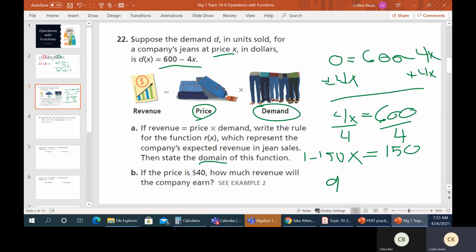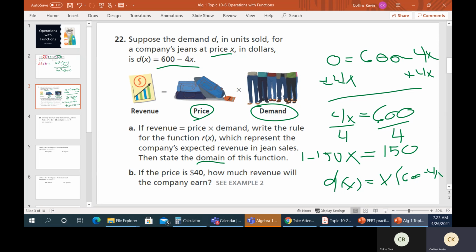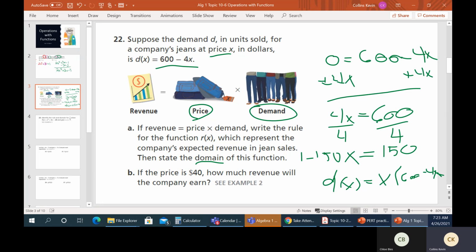So revenue is going to be the price, which is just X, times the demand function, which is 600 minus 4x. Close enough, I guess. Okay. And you can leave it like that or you can multiply it out. Doesn't matter. All right, so it says if the price is 40 bucks, how much revenue will the company earn?